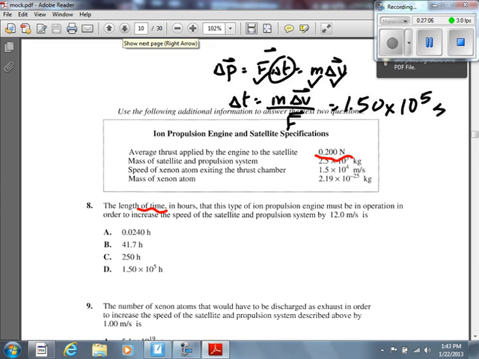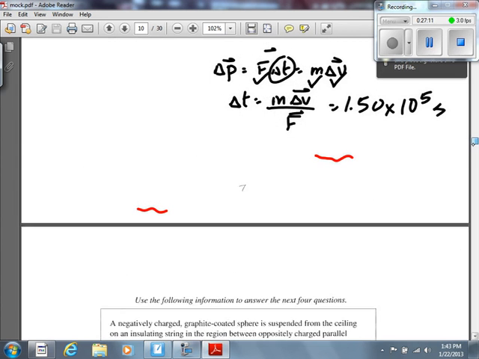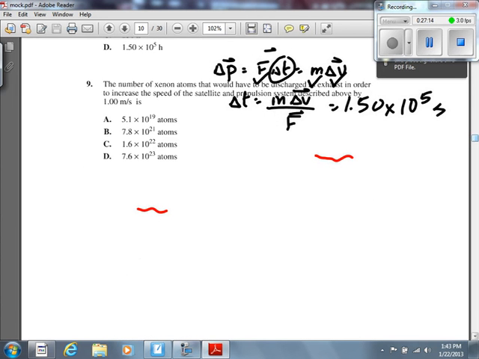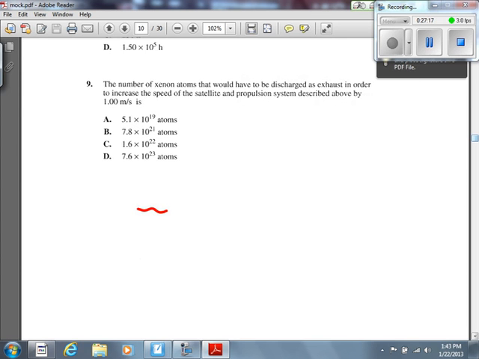Number 9, the number of xenon atoms. I don't even know what they're asking, the rest of it. The number of xenon atoms. It's going to be total something divided by the something for 1, right? Now, this is the one that's a little bit more challenging, actually. This one, we're going to go the total momentum divided by the momentum for 1. Well, how are we going to get the total momentum for the xenon atoms? No, let's not do that, actually.